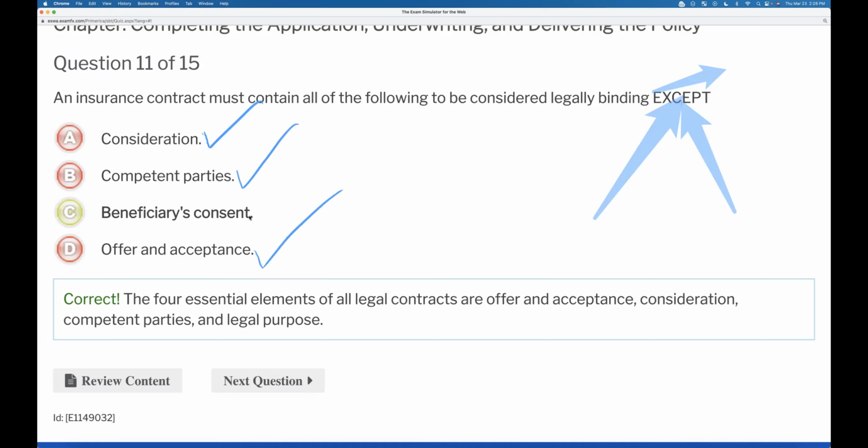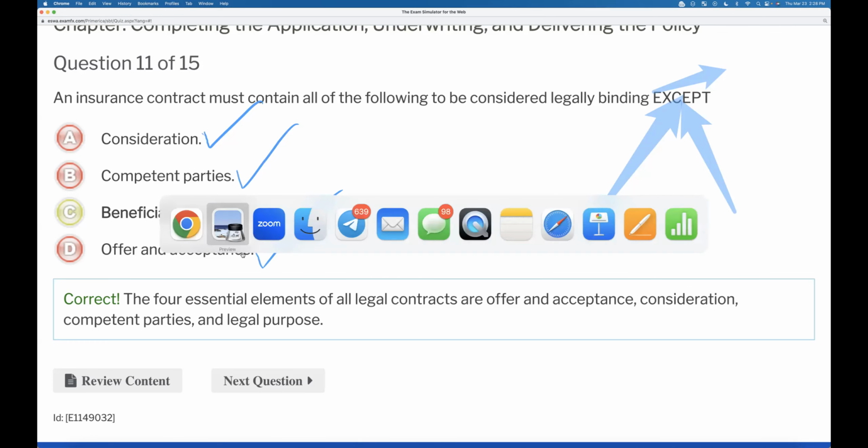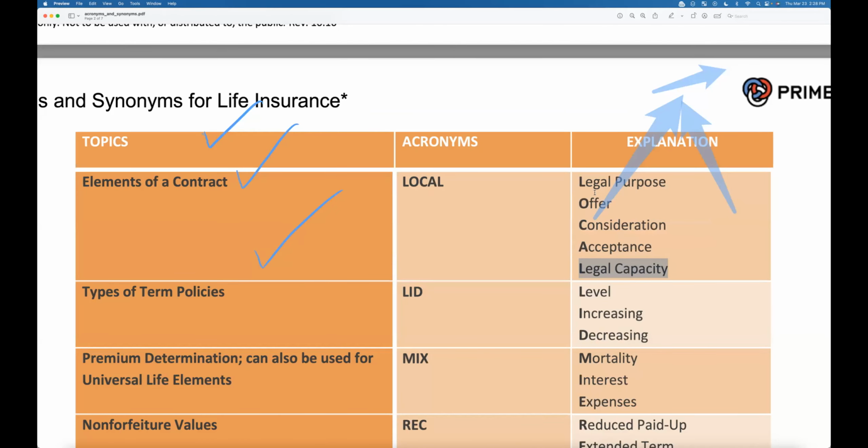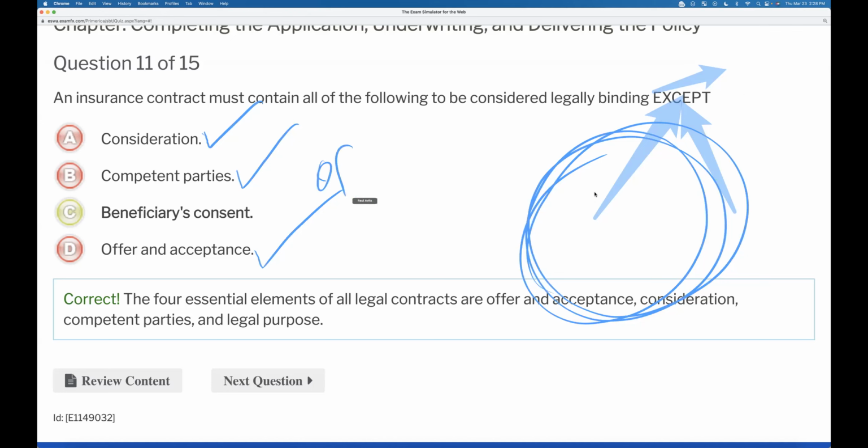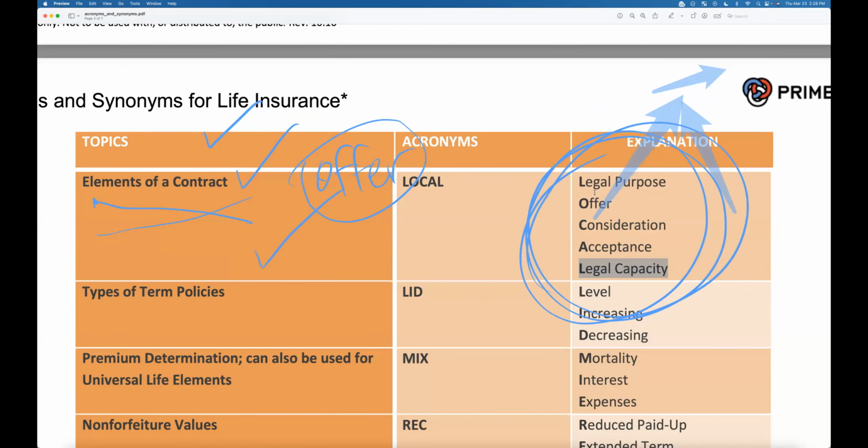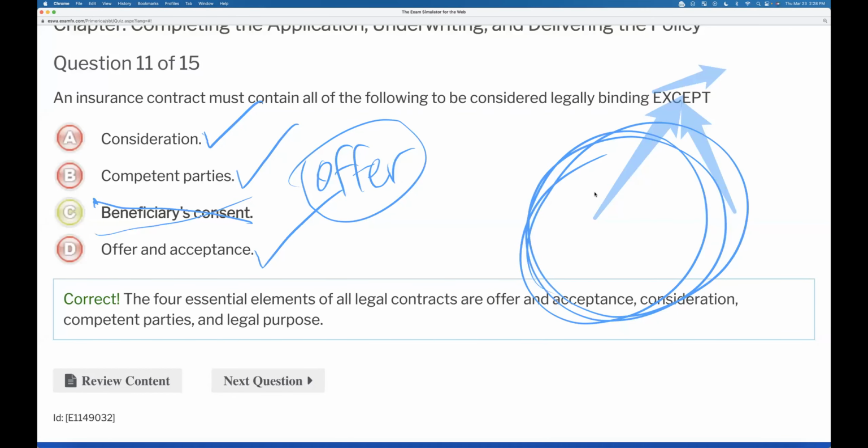And remember this, okay? So look at this. Beneficiary, right here. The one that's not here is offer. So you could also add offer because it's not here. But beneficiary's consent, you don't need that. It's not even part of the contract.